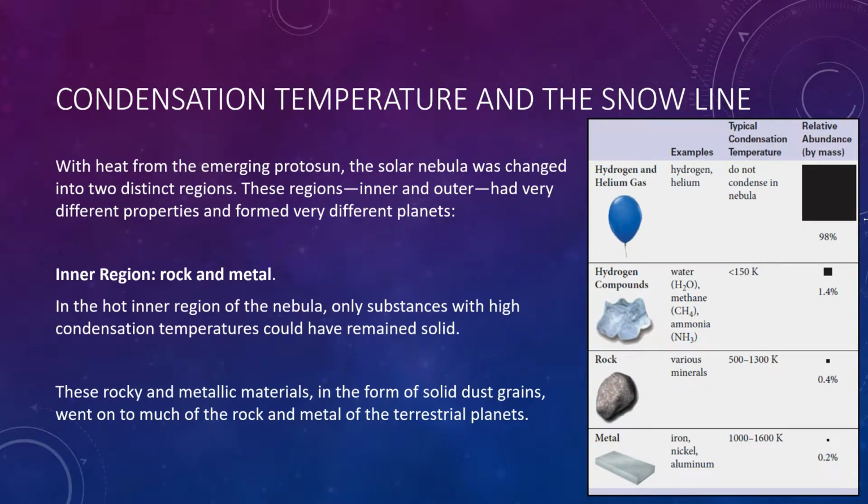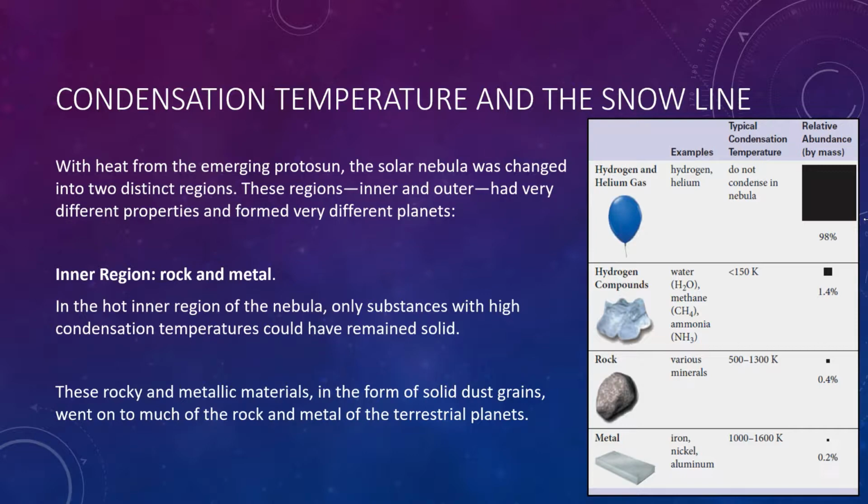The temperature in the nebula varied significantly, rising above 2,000 degrees Kelvin closer to the hot protosun, and dropping below 50 degrees Kelvin in the outermost regions. With heat from the emerging protosun, the solar nebula was radically changed into two distinct regions. These regions, inner and outer, had very different properties and eventually formed different planets.